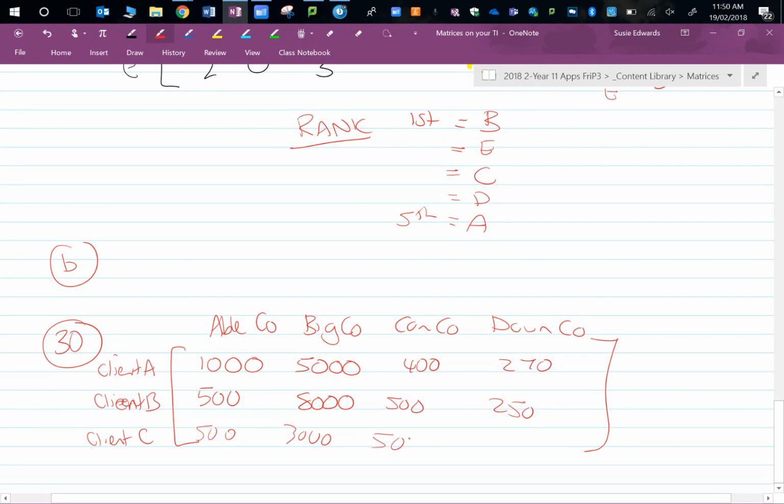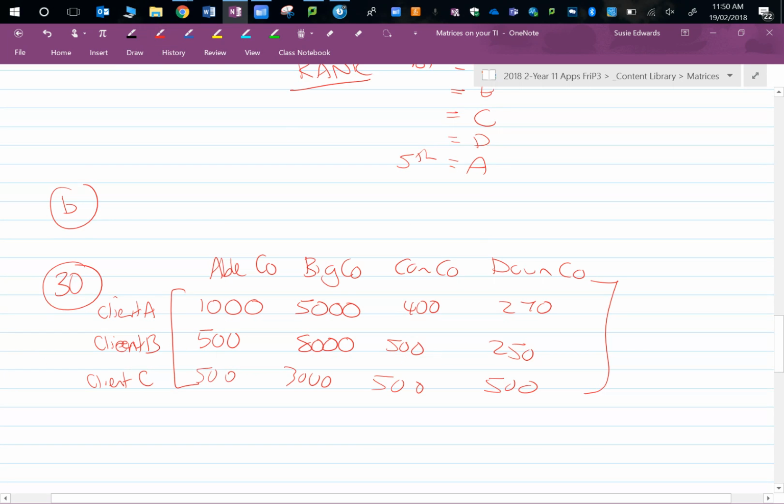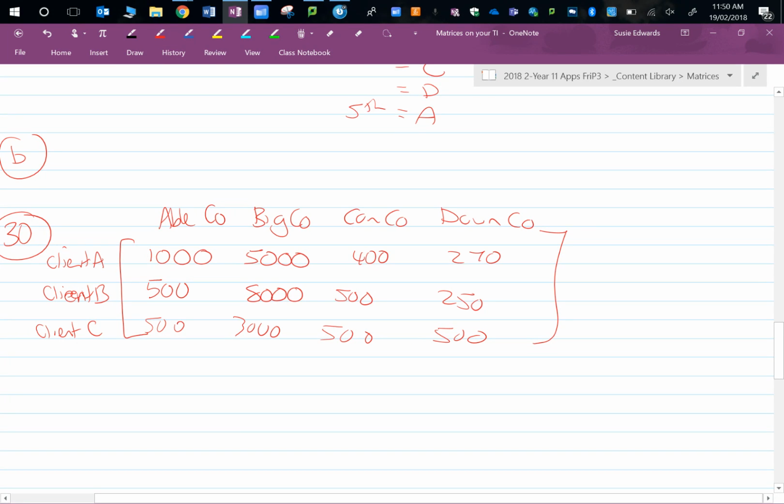You need to get that before you can get anywhere else because you need to understand that. Each client has all of these shares and they're different companies. Then it says initially the value of these shares was Able, Big, Con, Down. It tells you the value of those, and notice they're in a column matrix, keep it in a column matrix. Now it says $5, 50 cents, $12 and $10.